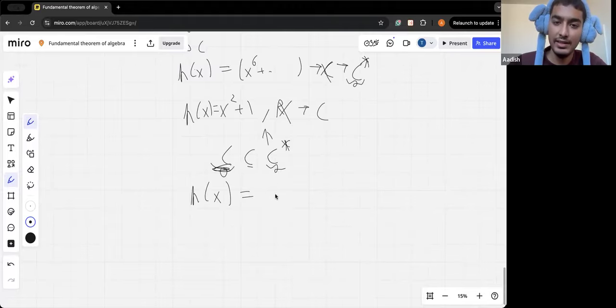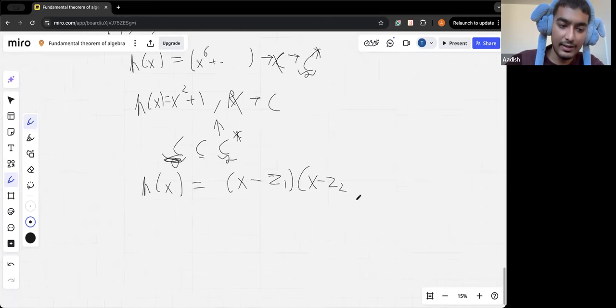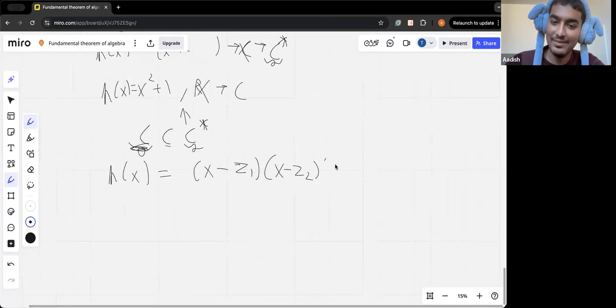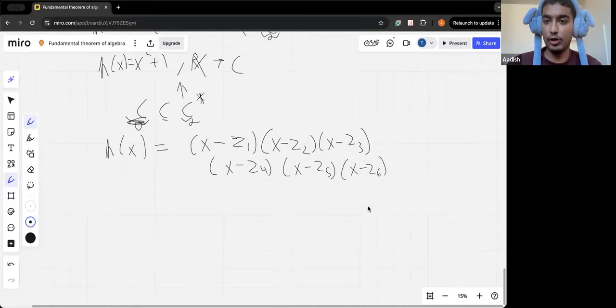Anyway, now in this number system we use the factor theorem. So this polynomial factors as x minus z1, x minus z2, and so on. When I first saw this, I had a lot of questions. I will get to that, assume it for now. You don't need to defend me. In this number system, this polynomial factors.